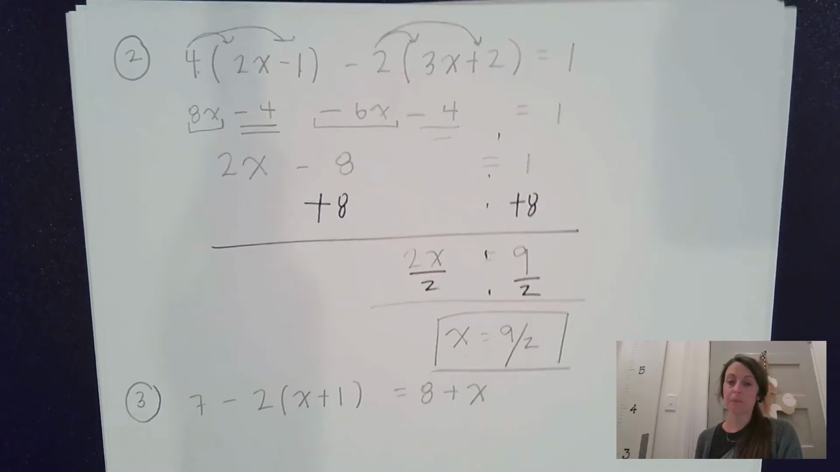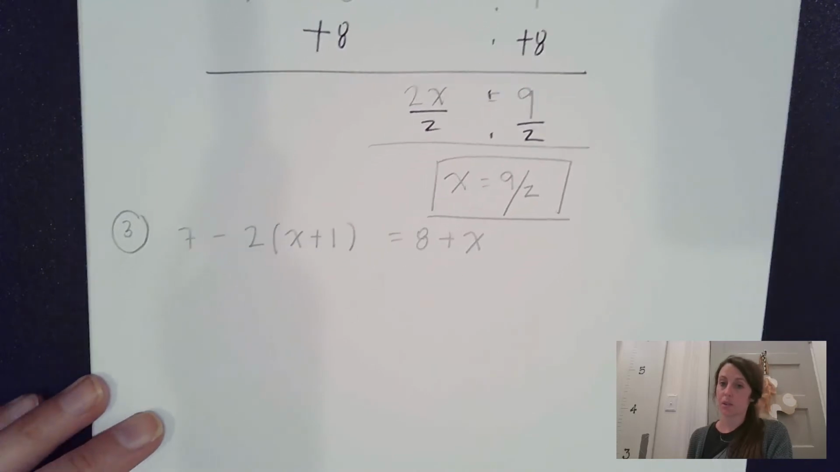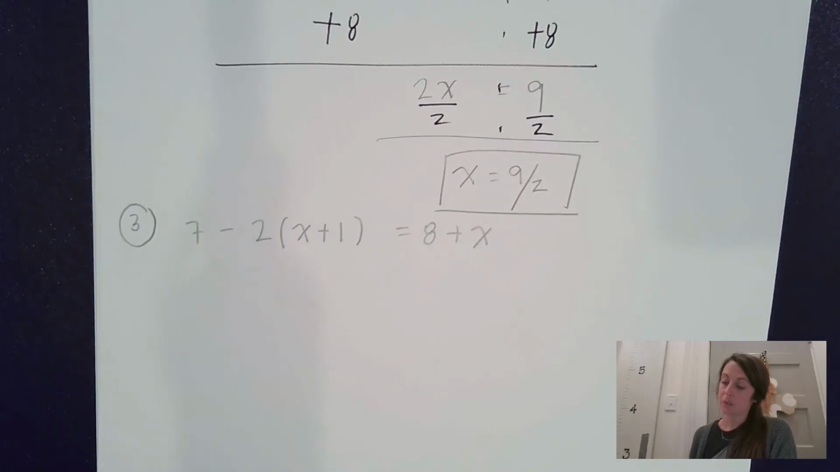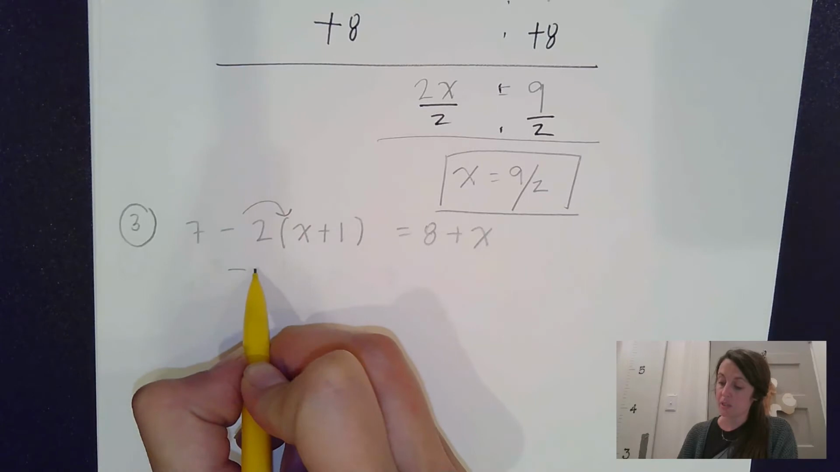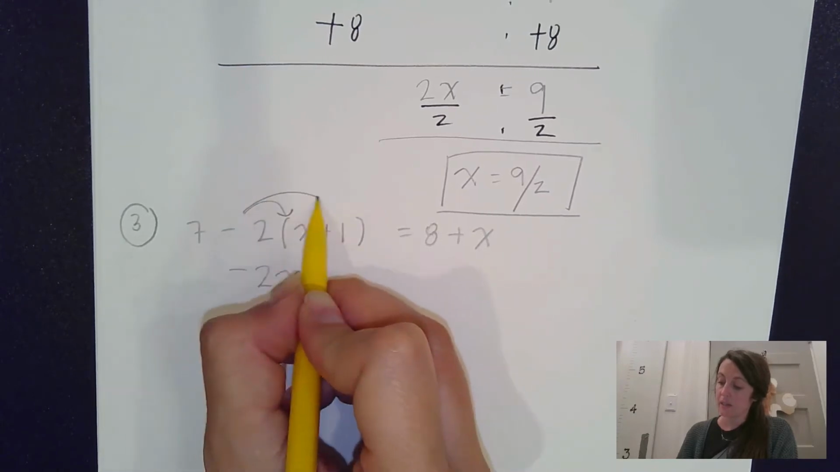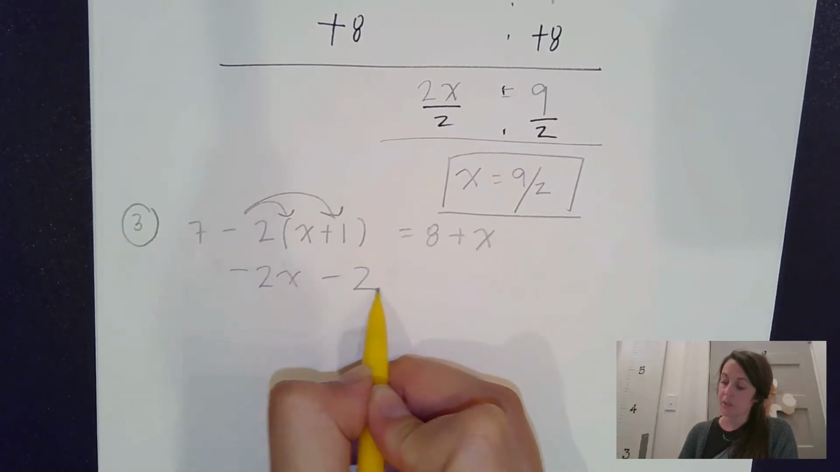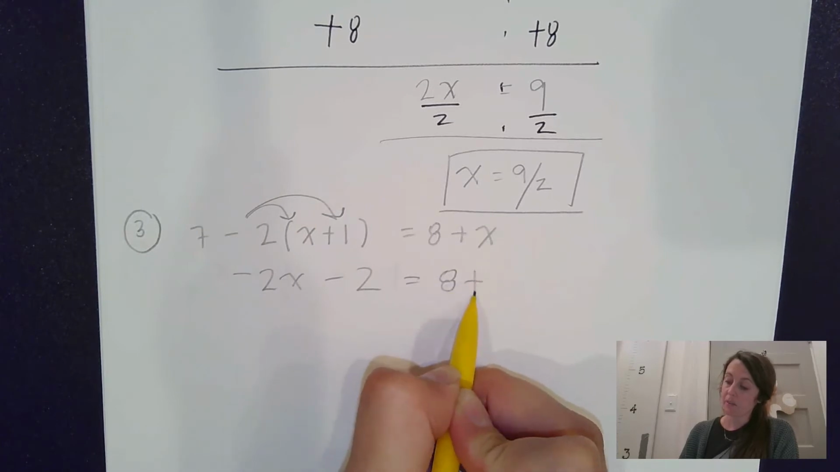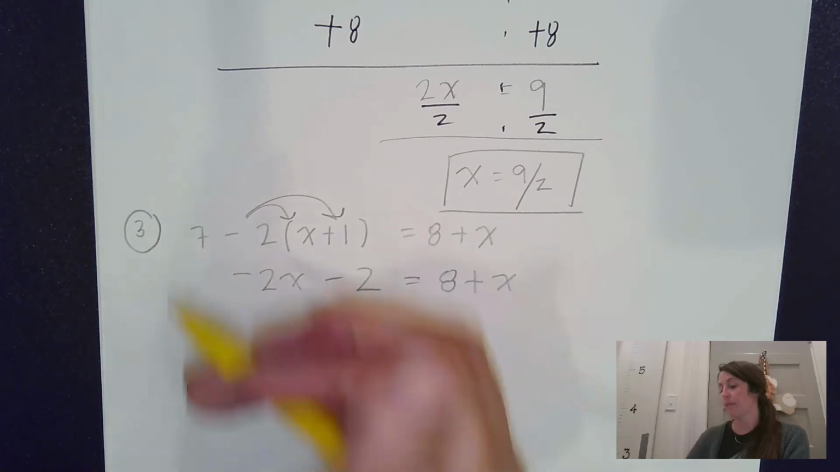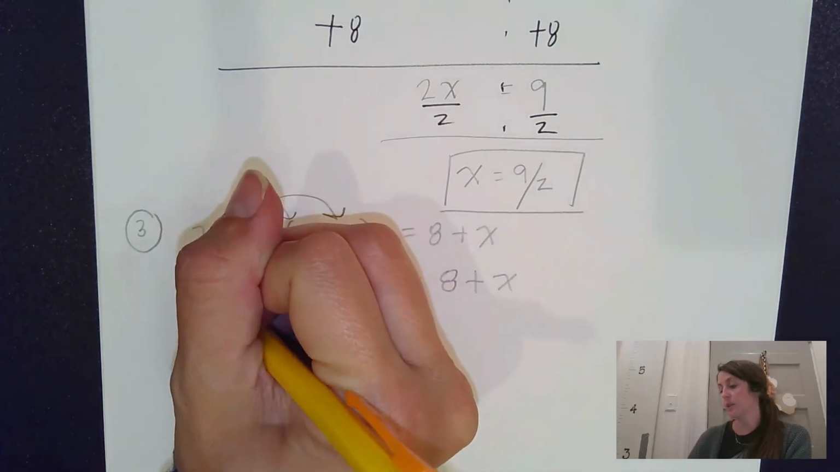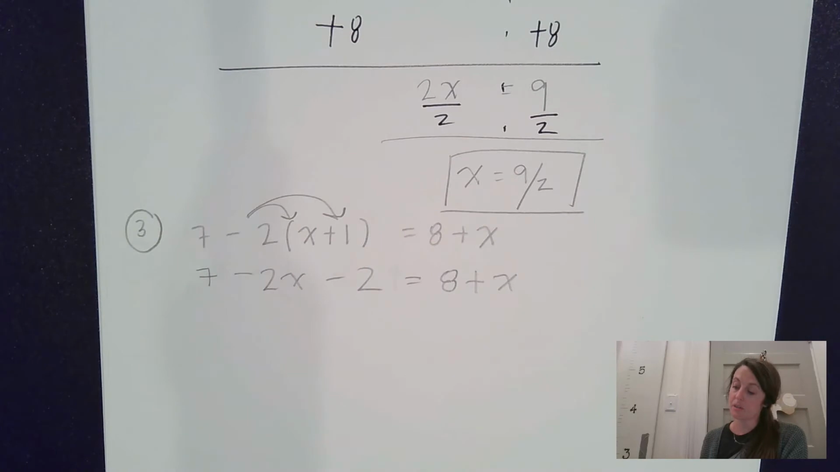Alright, what about this one? I've got 7 minus 2 times x plus 1 is equal to 8 plus x. So, same thing, distributive property. So I'm going to say negative 2 times x, which is a negative 2x. Negative 2 times 1, which is a negative 2. And then I'm going to bring down everything else. Okay, what did I miss? What did I have in the very beginning here? I had the 7, so I need to also bring that down up front.